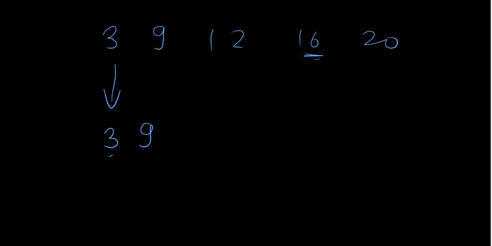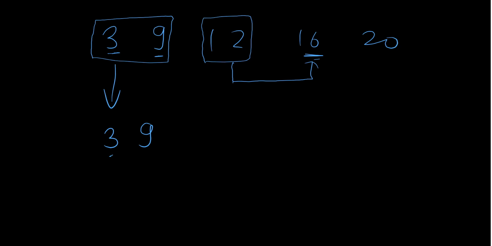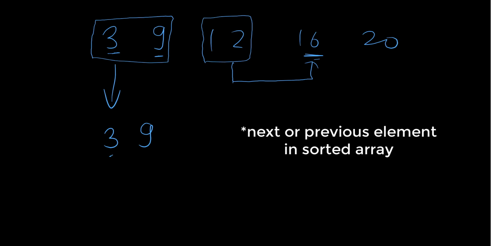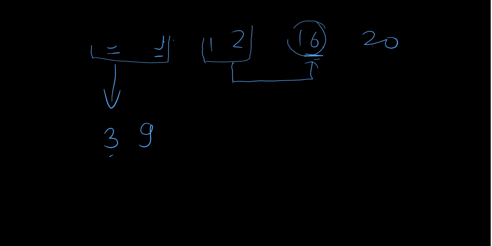when we chose 9. And if you observe carefully, 9 is the next element in the list. If we sort the list, then 9 is the next element after 3. So if we choose any tower randomly, then the pair for that tower which will minimize the difference between them is the next one in the sorted array. So for 12 it is 16, for 16 it is 20, for 3 it is 9, for 9 it is 12. So this is the reason why we sorted the array.